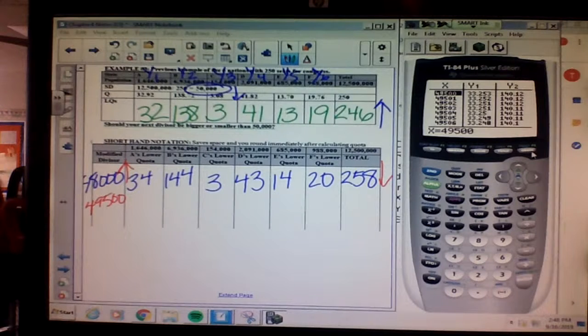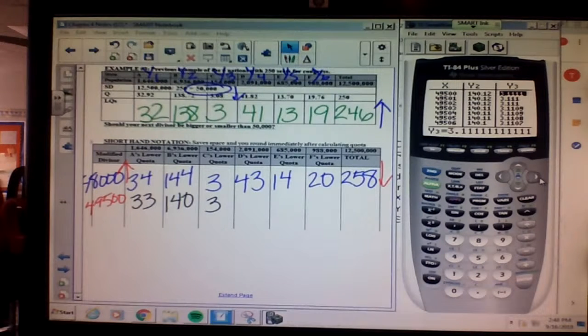Okay. So 49,500 takes me to 33. So I lost 1. I need to lose 8, right? Okay. 140 now. So we've lost a total of 5. We need to lose 8, so we've lost 5. We're at 3. Okay. 42, so we lost 6. 13 and 19. So we lost 1, 2, 3, 4, 5, 6, 7, and 8. We're at 250.